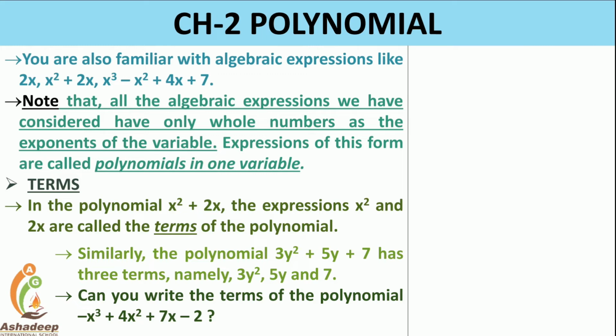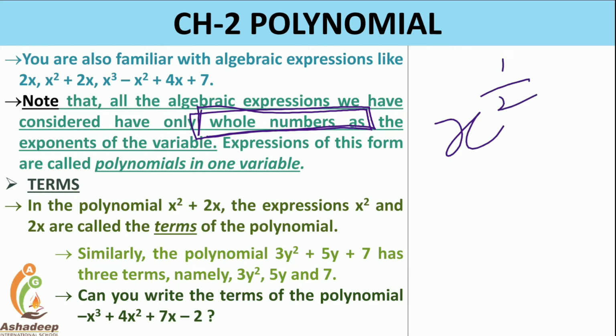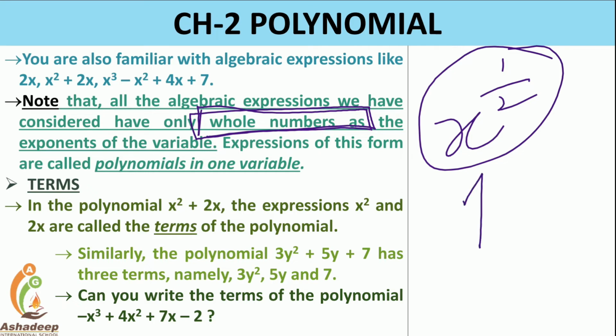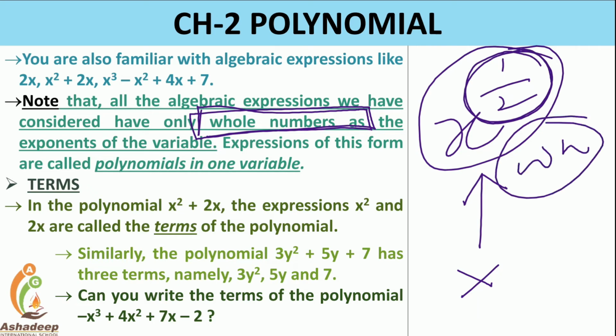Okay, now note that all the algebraic expressions we have considered have only a whole number as an exponent of the variable. Expressions of this form are called polynomials in one variable. Right? See one thing, the algebraic expressions we have considered here have only whole numbers as exponents. For example, if I write 1 upon x to the power 1 by 2, can I say this is a polynomial? No, right? Because the power is a rational number. The power here must be a whole number.